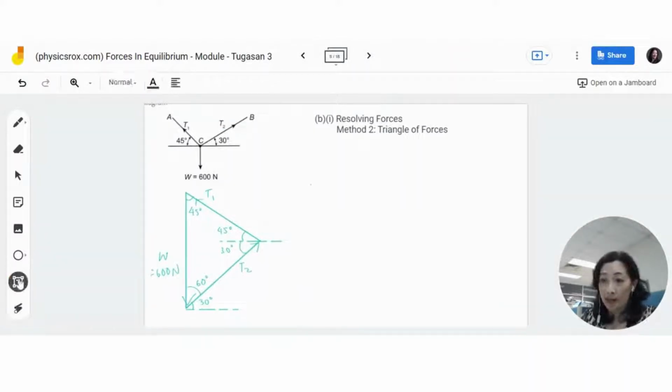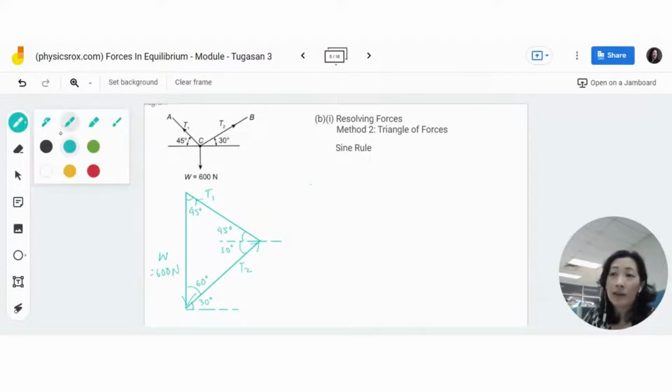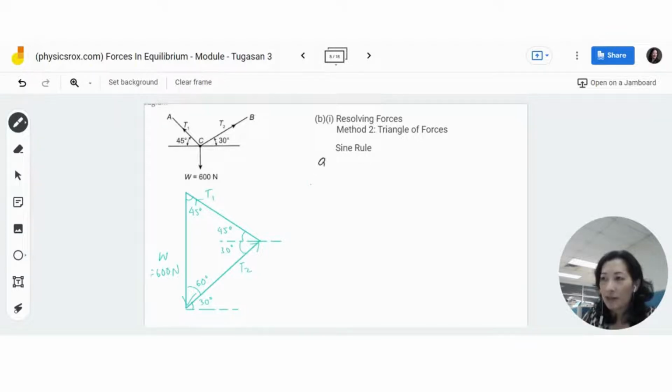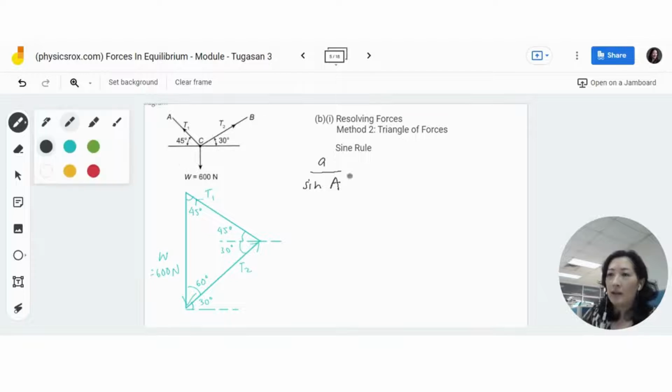Instead, we'll focus on the sine rule, which was also explained in my earlier video. Remember that even if you don't take maths, you can still use this method. It's not difficult. Basically, it's the length of one side, or in this case, the force, over the sine of the opposite angle. So for example, T1 opposite would be 60.